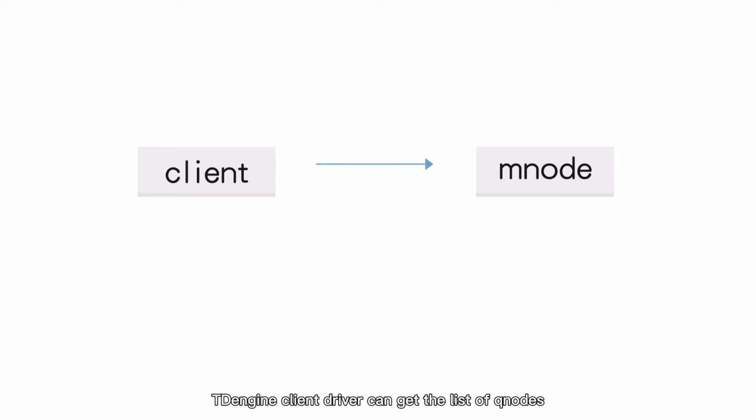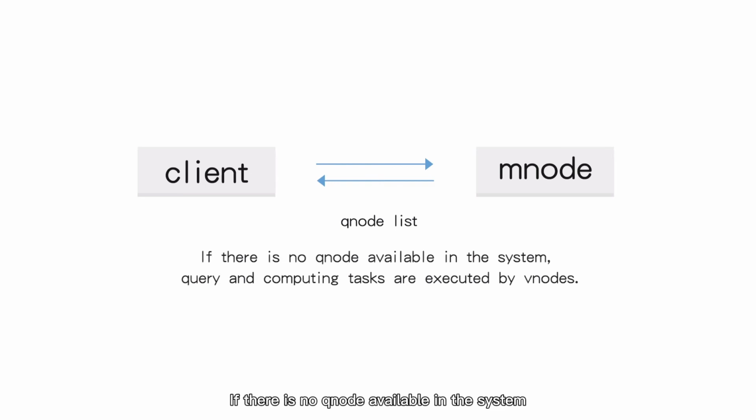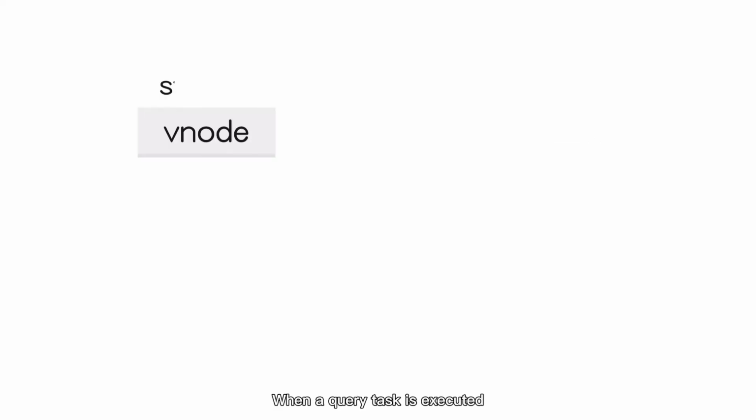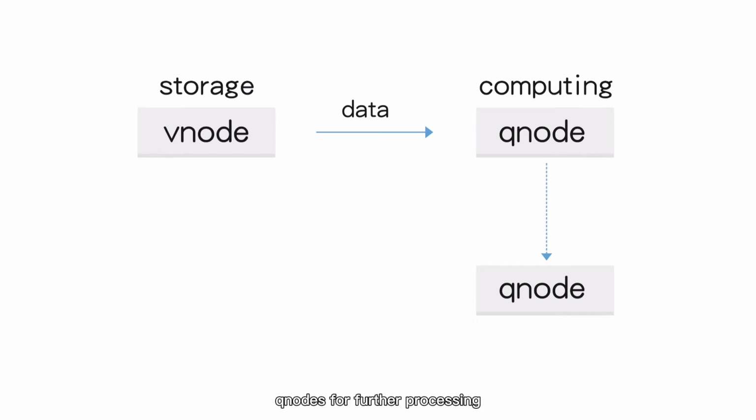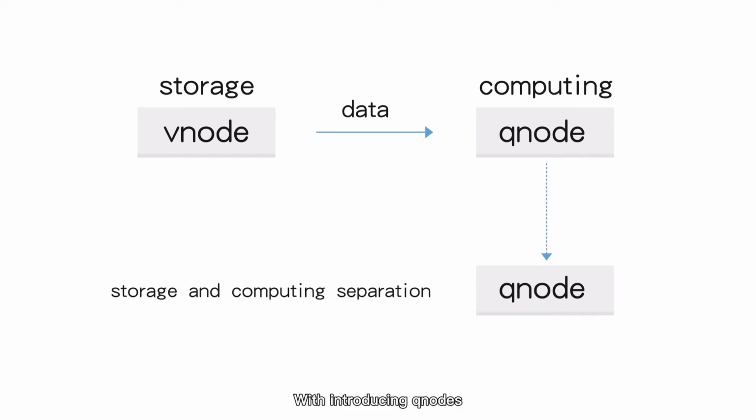The TDengine client driver can get the list of qnodes through the communication with mnode. If there is no qnode available in the system, query and computing tasks are executed by vnodes. When a query task is executed, according to the execution plan, one or more qnodes may be scheduled by the scheduler to execute the task. A qnode can get data from vnode and send the execution result to other qnodes for further processing. With introducing qnodes, TDengine achieves the separation between storage and computing.